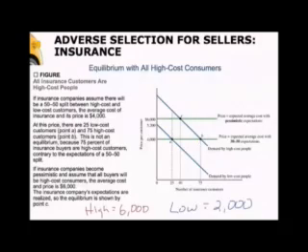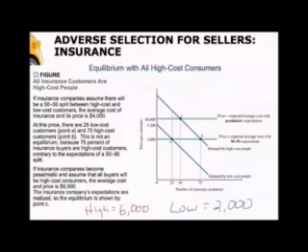Why is that? Well, at $4,000, the number of insurance customers that are low cost is going to be 25, and the number of insurance customers that are high cost is going to be 75. So you set your price based on a 50-50 split, and given that price, you got 75% high cost and 25% low cost. That doesn't meet your expectations.